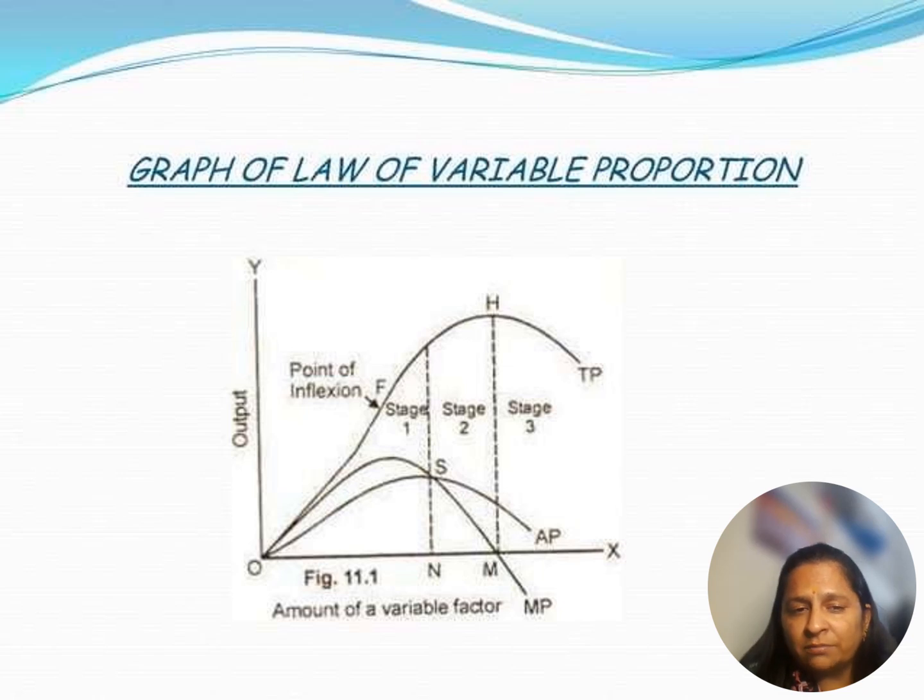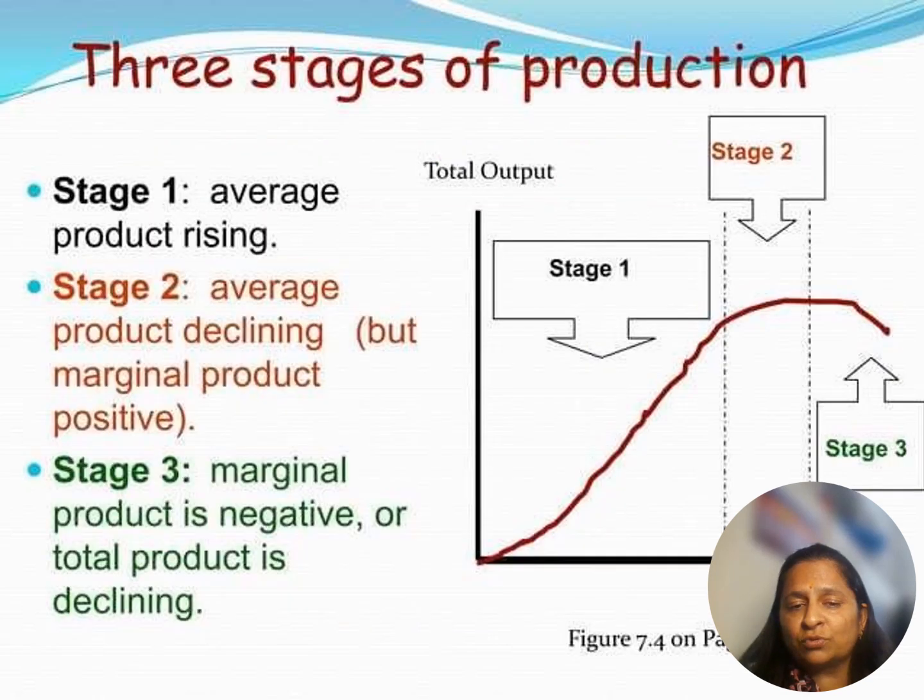This is shown by the diagram. In the first stage both average productivity and marginal productivity increase. The first stage finishes when marginal productivity and average productivity are equal. Here total production is increasing at an increasing rate. In the second stage it increases at a diminishing rate, and it finishes when marginal productivity is 0 and total productivity is maximum. After that total and average productivity decrease, and marginal productivity becomes negative. This shows the third stage.